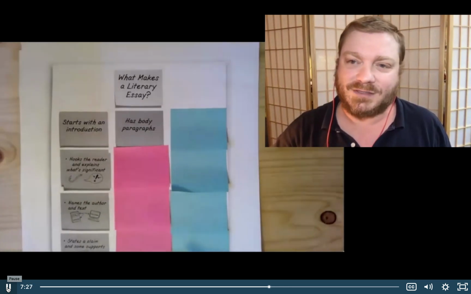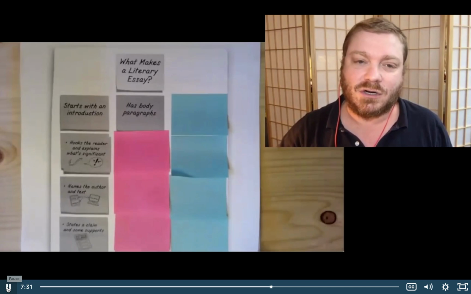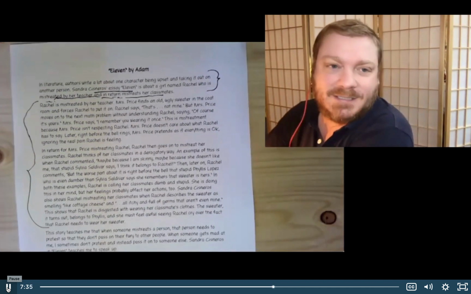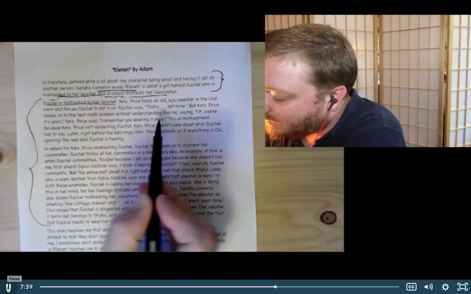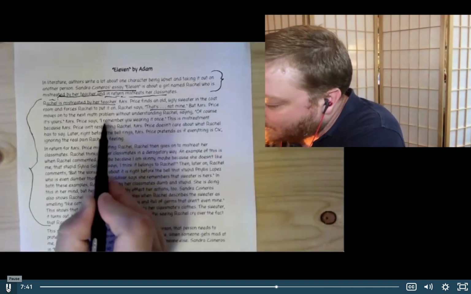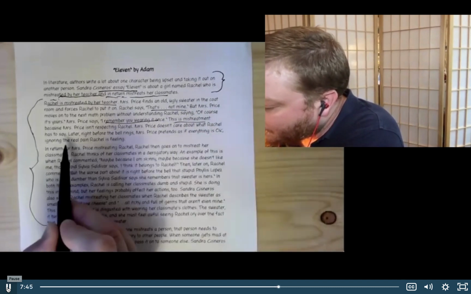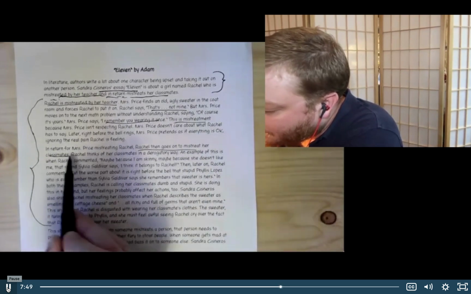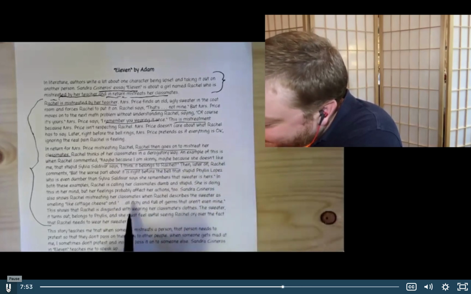I'll take a moment to pause the screen and pause your thinking. And what are some things you're noticing in the body paragraphs? What makes these literary essays? I'll highlight some things that I see. See if you can give it a name based on what you remember. Are you thinking alongside me as I highlight these things?